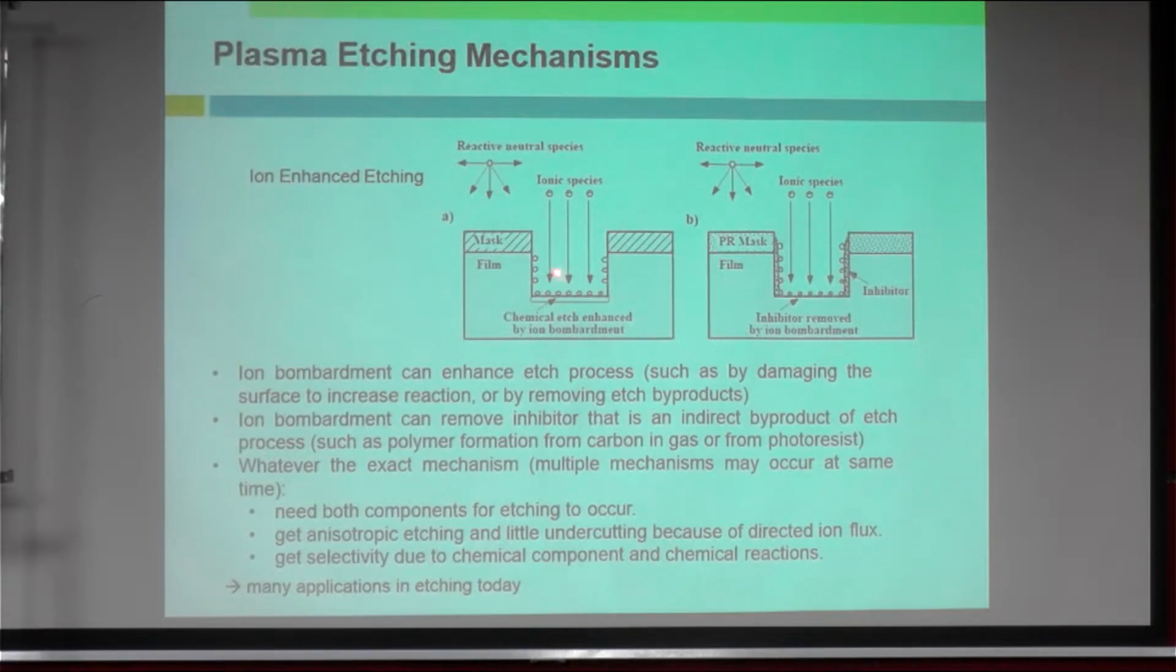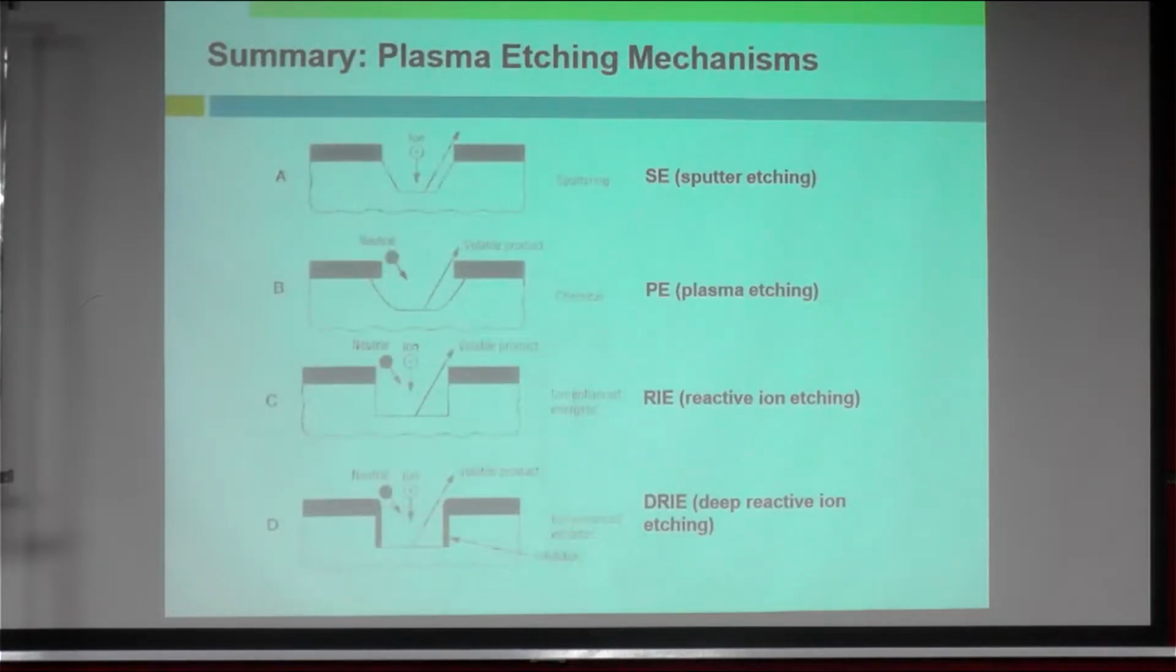So whether it's chemical etching or physical etching, you get anisotropic etching and little undercutting because of the directed ion flux. So it's a kind of straight movement of the ion, and you get selectivity due to the chemical component and chemical reaction as well. So in this case, reactive ion etching, there are many applications today to fabricate good structural shape of the design.